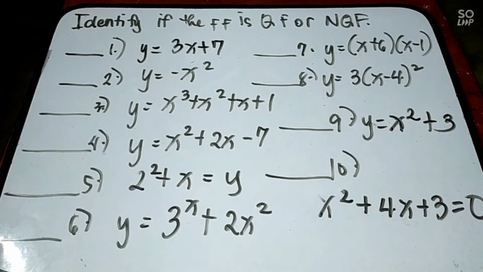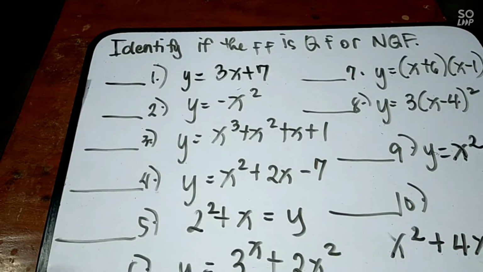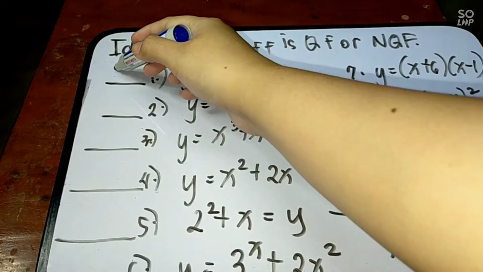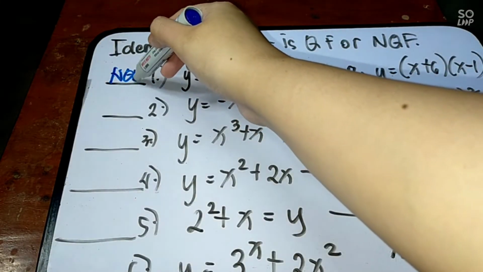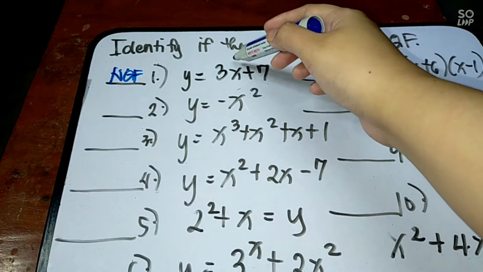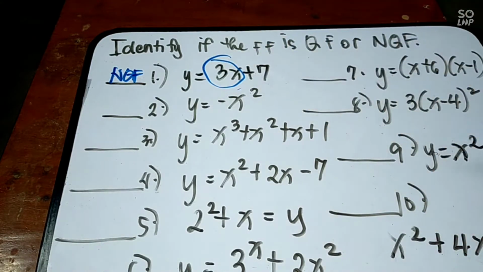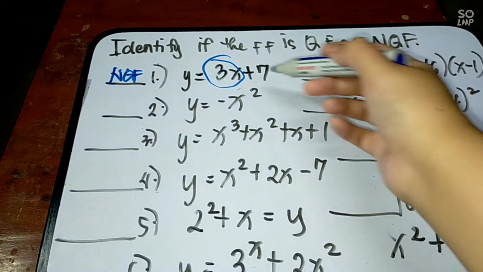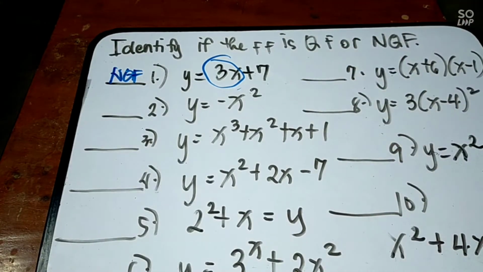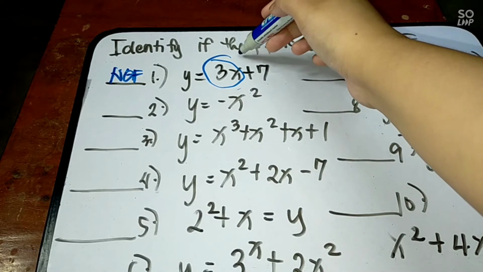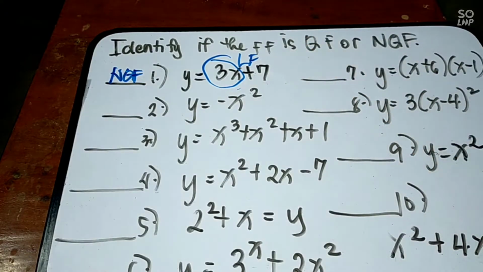Let us have number 1. y is equal to 3x plus 7. Quadratic function or not? So this one is not a quadratic function. Why not? Kasi ang highest exponent ng variable x natin is only 1. Okay? Wala kang nakitang exponent, therefore 1 ang kanyang exponent. So, ang tawag dito ay linear function kapag 1 lang ang highest exponent mo. Is it clear?